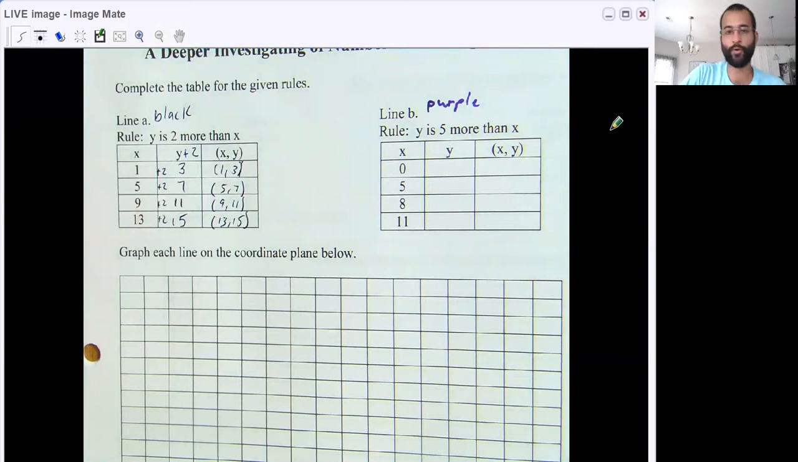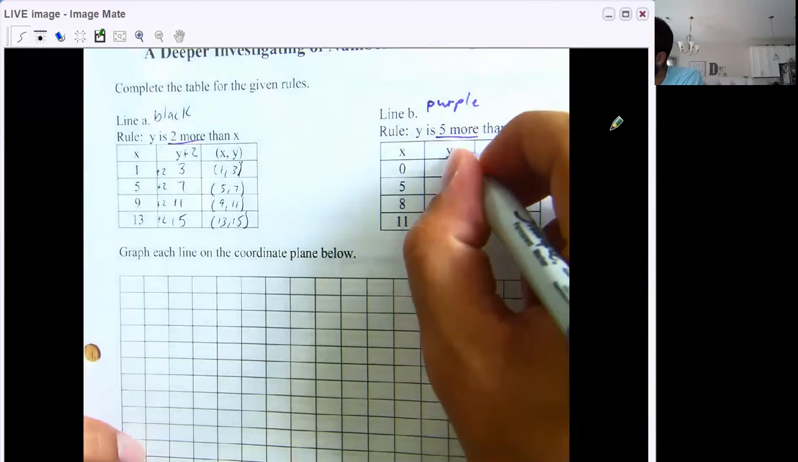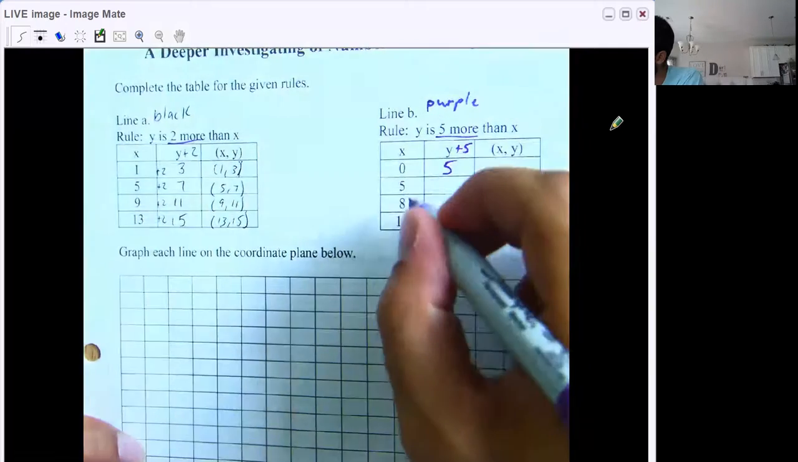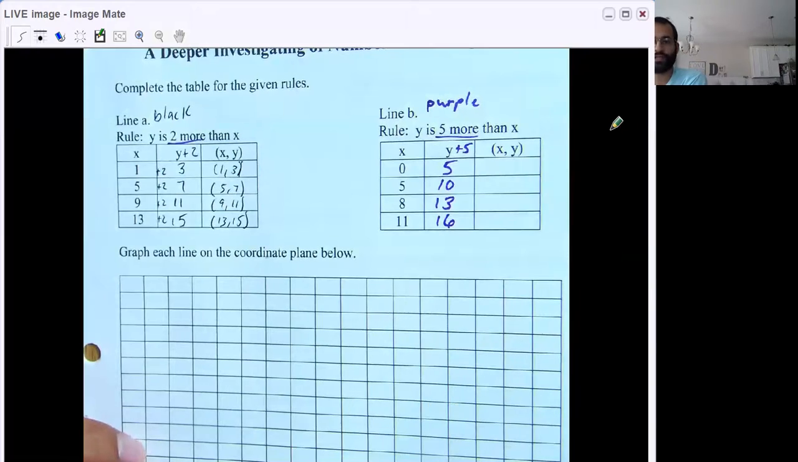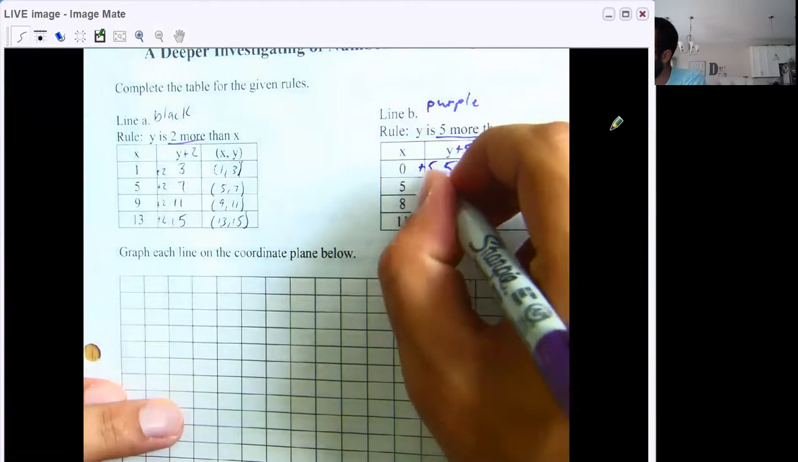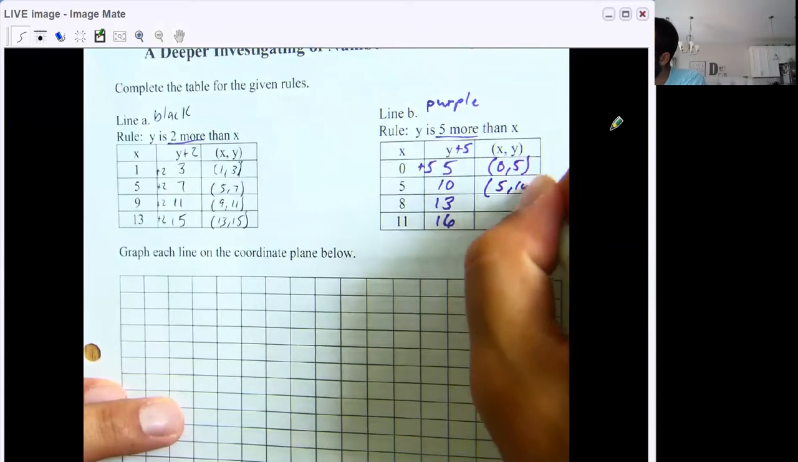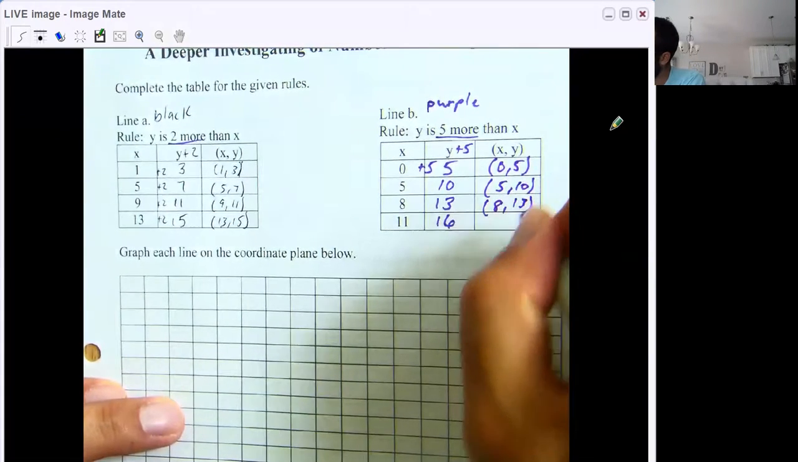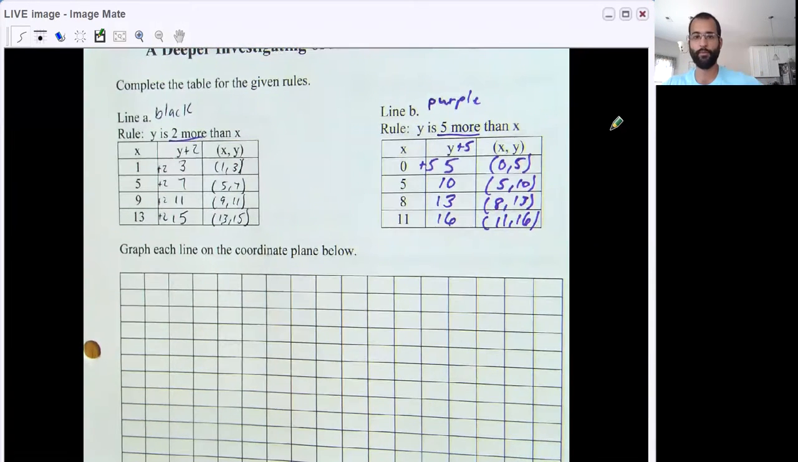All right, and then my purple, y is 5 more than x. So this was 5 more, this was 2 more. So 5 more, so this is going to be plus 5. So 0 plus 5 is 5, 5 is going to be 10, 8 is 13, and 11 is 16, adding 5 to each of those, right? So my actual ordered pairs are 0, 5, 5, 10, 8, 13, 11, 16. Make sure you got those down because that's what we're getting ready to plot on our grid. If you need to pause it right here, you can. Make sure you got your 2 tables filled in.